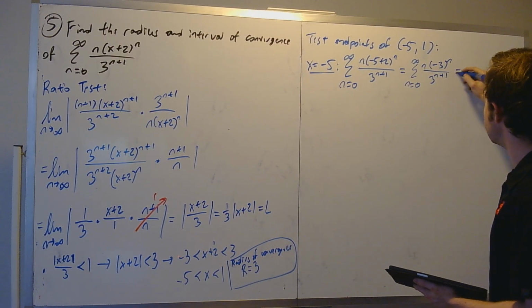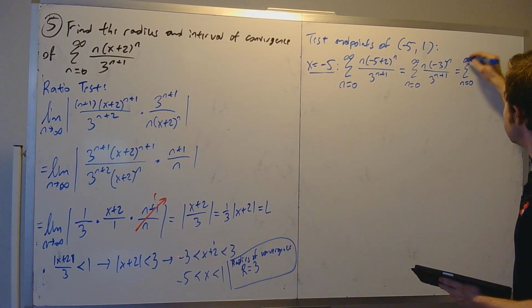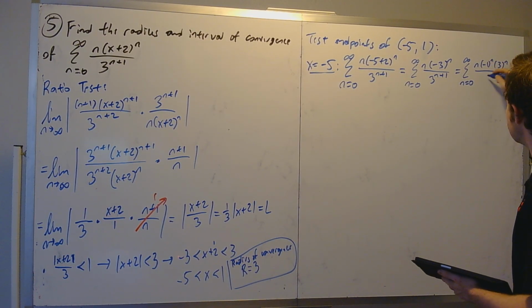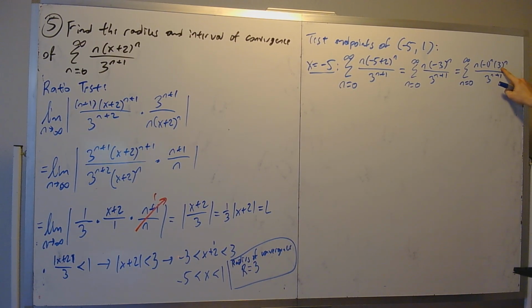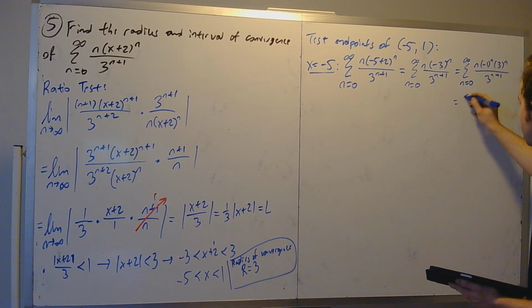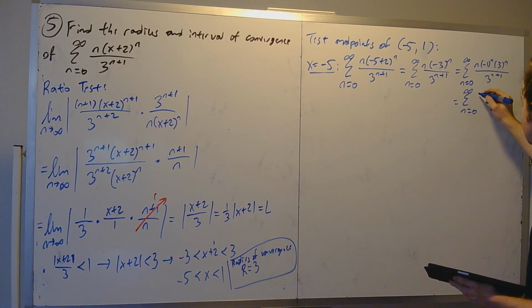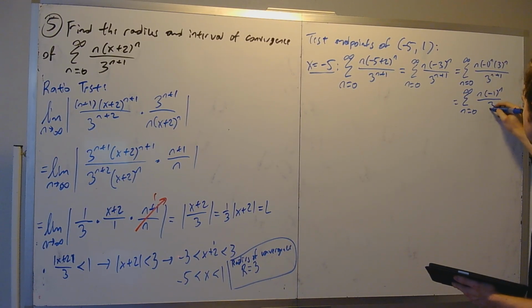Let me just write this over here. So we're going to get the sum from n equals 0 to infinity of n times negative 1 to the n times 3 to the power of n over 3 to the n plus 1. And notice n copies of 3 are going to cancel out, because you've got n copies of 3 in the numerator and n plus 1 in the denominator. So you're going to get the sum from n equals 0 to infinity of n times negative 1 to the n over 3.